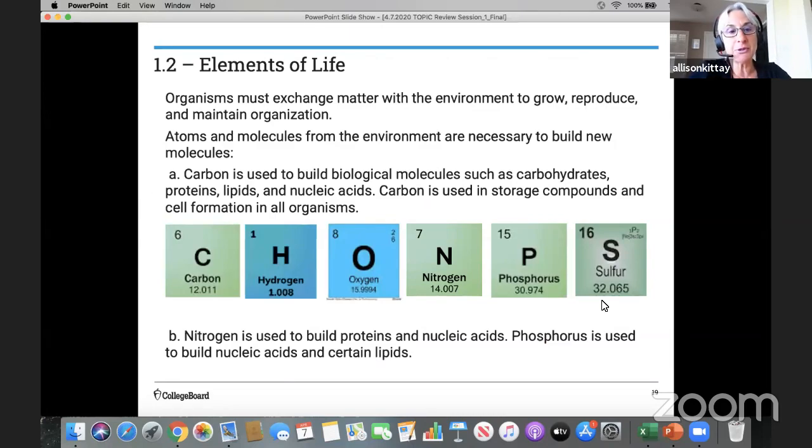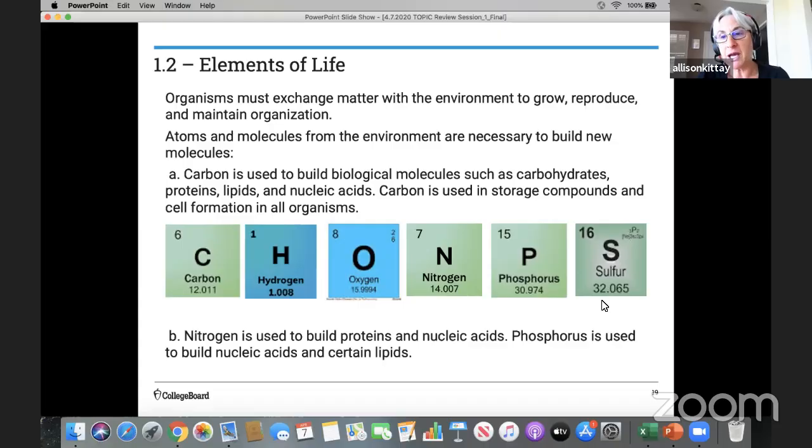So moving on to topic 1.2, we have the elements of life. And all organisms must exchange matter with the environment to grow, reproduce, and maintain organization. Atoms and molecules from the environment are necessary to build new molecules. So we're going to focus on carbon, nitrogen, and phosphorus right now. But if you see, I've got tiles from the periodic table, and you may have learned this as CHNOPS: carbon, hydrogen, oxygen, nitrogen, phosphorus, and sulfur. These are the 6 elements that make up 96% of living things.